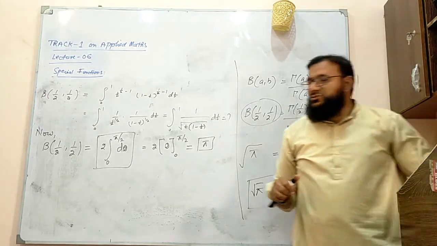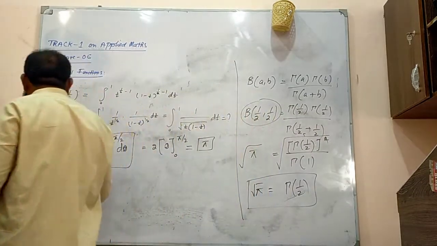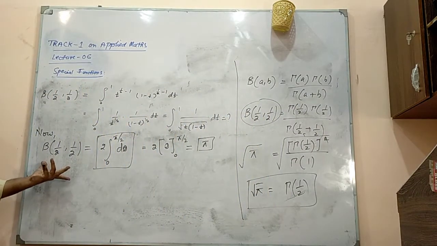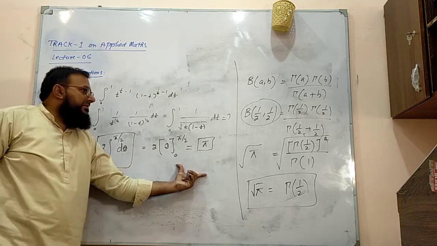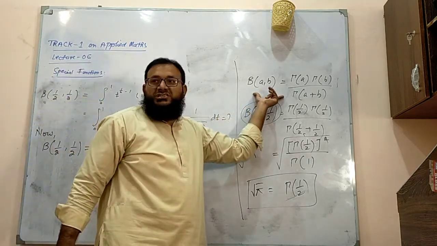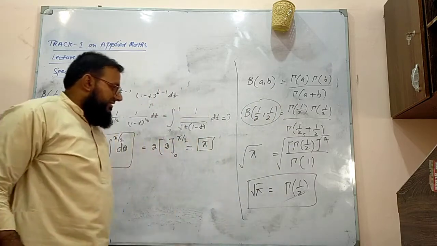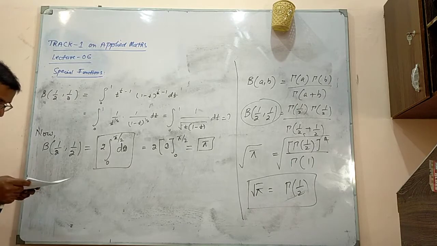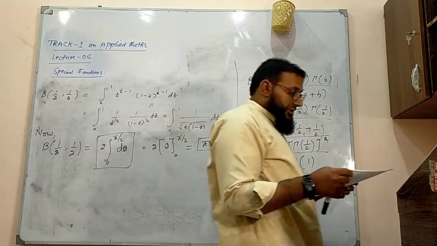Only what we should do is we should know the trigonometric form of the beta function. We know very well how to evaluate this, and the second thing is we should only know this formula. Then we are done with this thing. Okay, any question from here up to now?